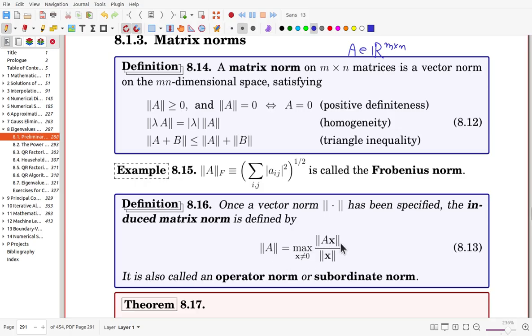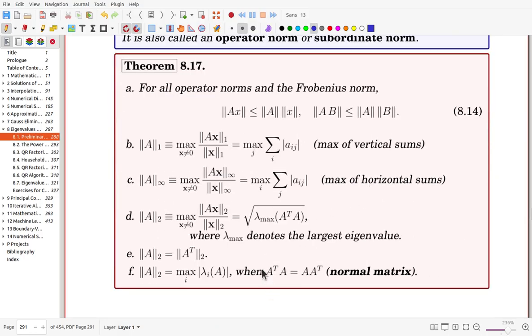Once you start with, for example, the L1 vector norm, then we say this is the L1 matrix norm. With the L2 vector norm, then we say it is the L2 matrix norm, and so on. In this way, we define a matrix norm induced from a vector norm. So we say the norm is the induced matrix norm.